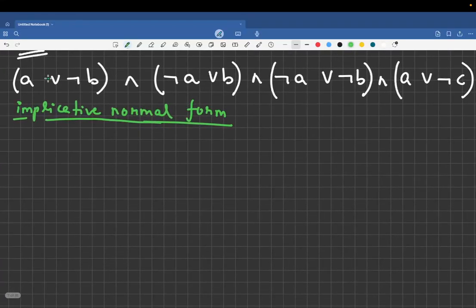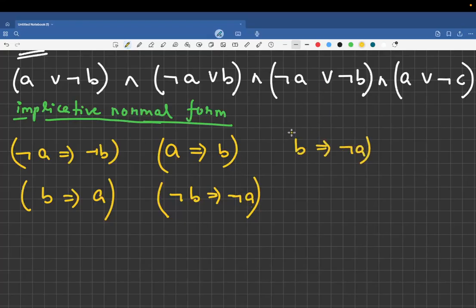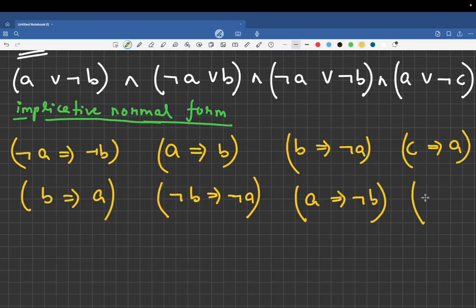Let me do it for every clause. For A or not B, we can write it as not A implies not B and B implies A, because not of not B becomes B. Similarly for this, we can write it as A implies B and not B implies not A. Again, for this, we have B implies not A and A implies not B. And for this, we have C implies A and not A implies not C.